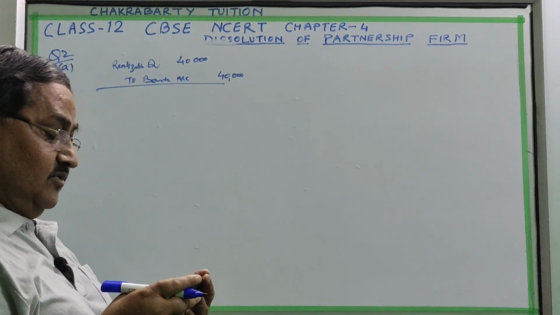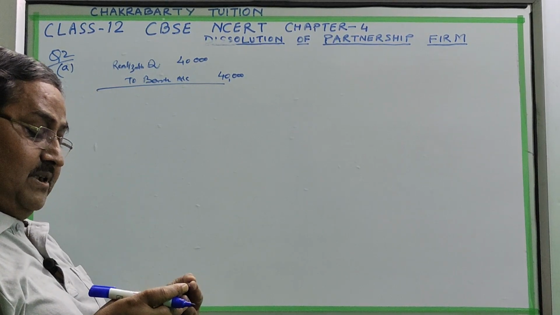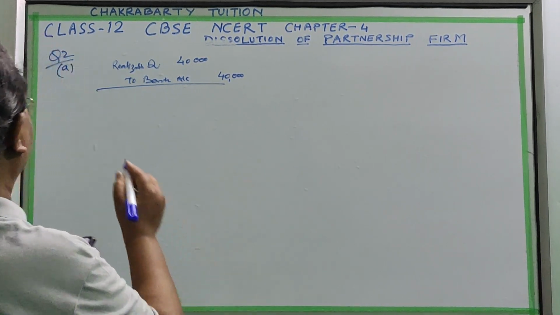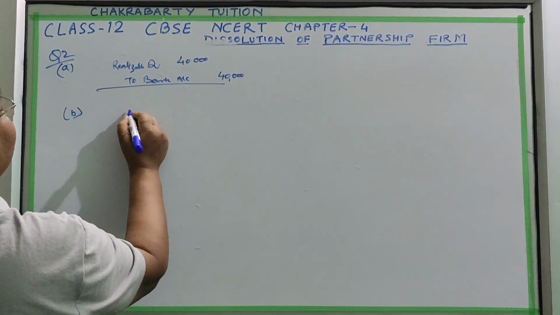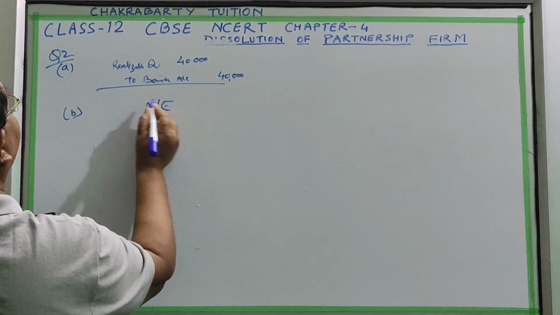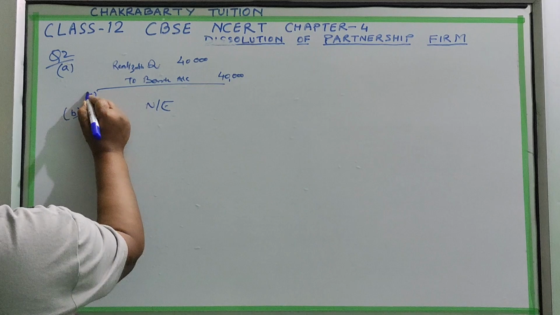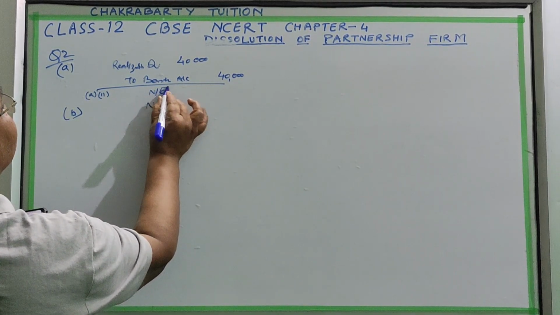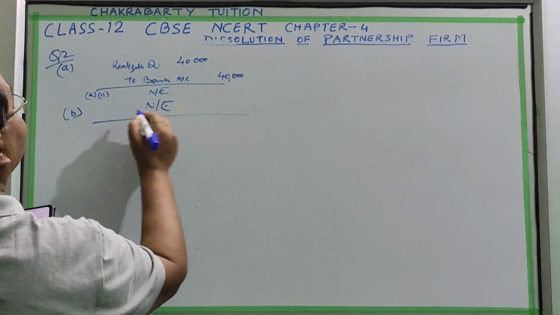B. Creditors were 16,000. They accepted machinery valued at 18,000 in full settlement. Again, it is for full settlement, so no entry is to be done. A part 2 also no entry. B also no entry is done.